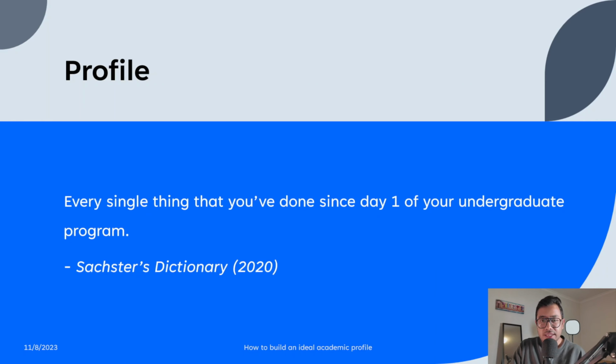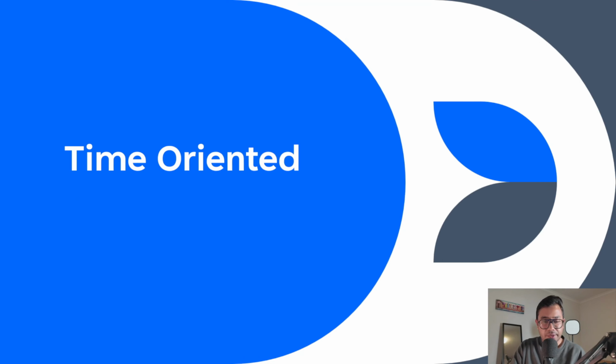So what is a profile? Every single thing that you have done since day one of your undergrad degree program. So make sure when you are building your academic CV or academic profile, you should begin with your achievements and academic record from undergrad onwards till day. So you do not need to include the information, certifications and achievements from your school, from your high school and from your college. An academic profile begins from your university, day one of your university life. So whatever you have achieved, whatever you have done since then should be included in your academic profile.